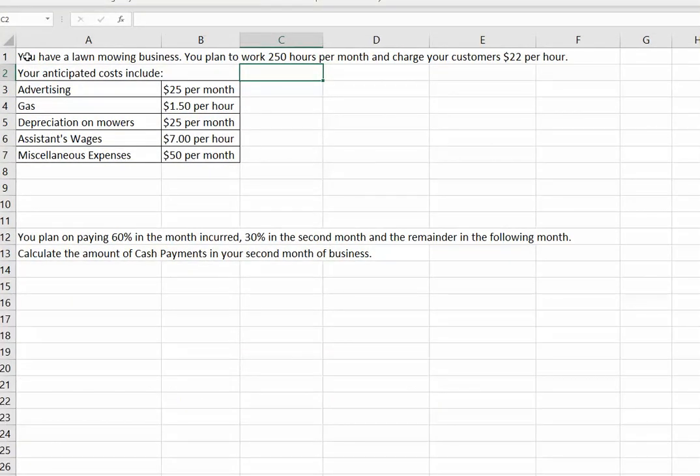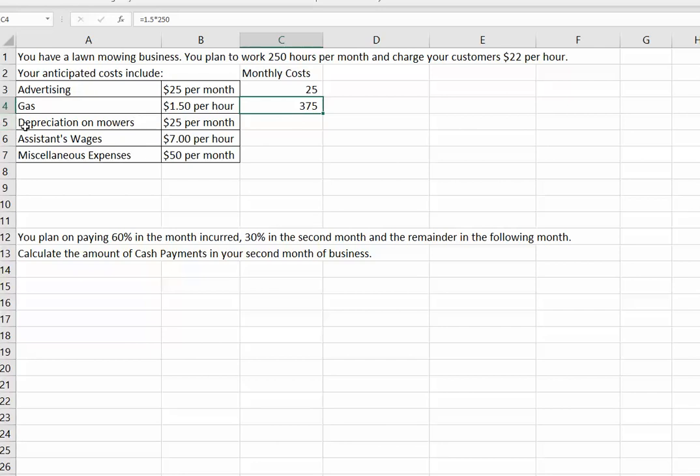So here we have the expenses that are incurred by this business, and they expect them for each month. So this is your monthly costs. In this case, it's $25 for the advertising. The amount for the gas is $1.50 times the 250 hours that you're planning on working. So we'll spend $375 for the gas.